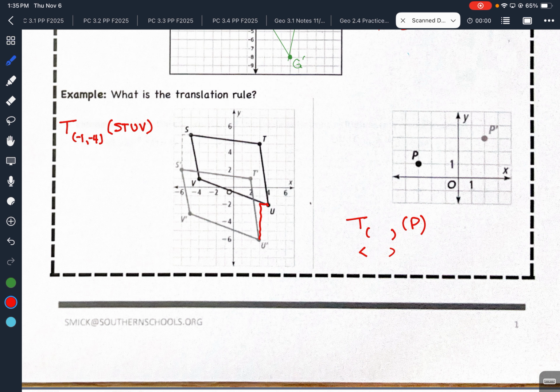What was your question, Della? Never mind. Okay. Remember, you're going from P to P prime. And X always comes first. I got 5, 2. You guys get 5, 2? Mine's the other way around. Okay, P to P prime.